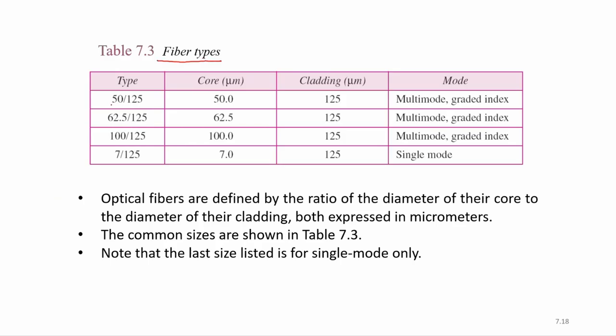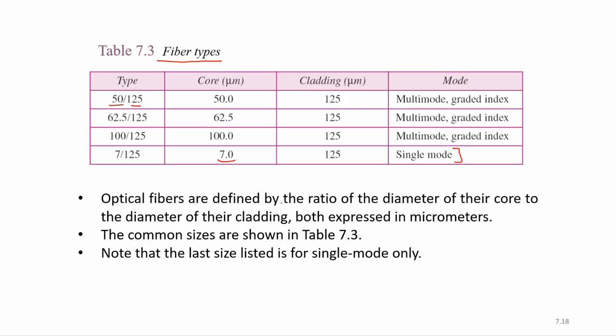Different types are there, with the given specifications. These specifications tell us about the diameter of the core and cladding materials. Type 50 by 125 means 50 micrometer is the core and 125 micrometer is the cladding. It will support multi-mode and graded index. Graded index means there will be variation in the core from the center to the edge, and it supports multi-mode. Another one is single mode, which has a core diameter of 7 micrometer and 125 micrometer.